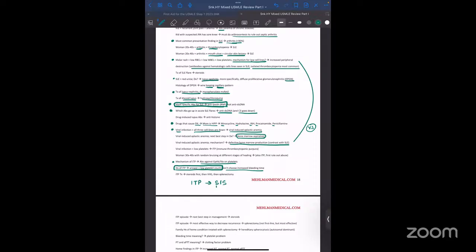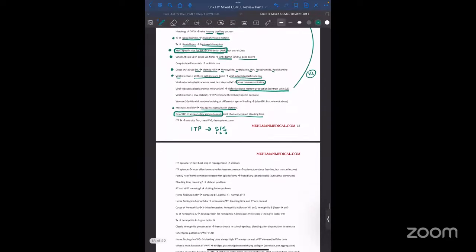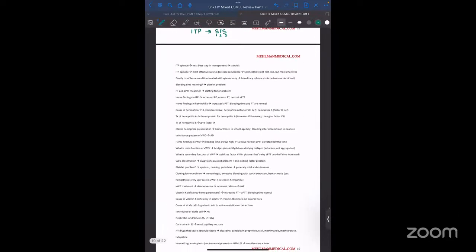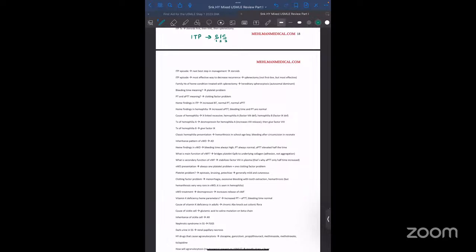Steroids, IVIG, splenectomy. ITP 123, SIS. Okay. ITP episode, next best step in management, give steroids, which is number one. ITP episode, most effective way to decrease recurrence: when they talk about recurrence, it's splenectomy, which is not first line, but it's most effective.